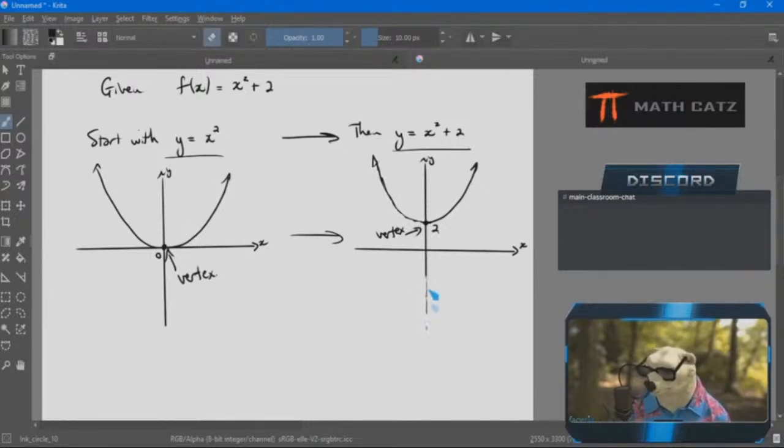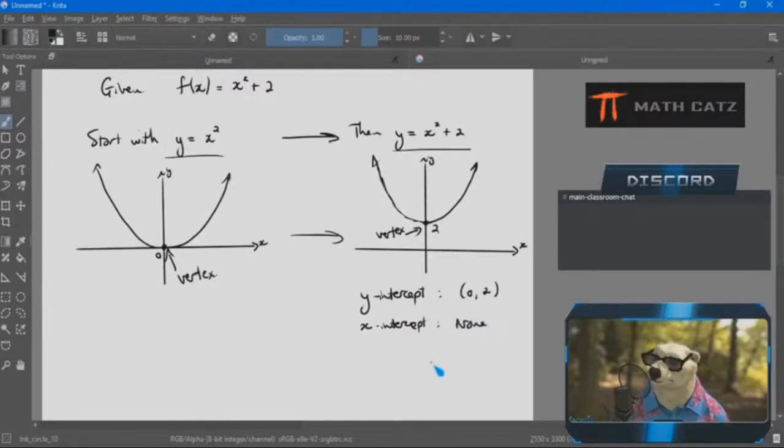Just erase this extra long y-axis again. All right. So they want to know the y-intercept. Easy. Because I just moved my graph up, the y-intercept is 0, 2. X-intercept. Of course, because of what I did, there aren't any.